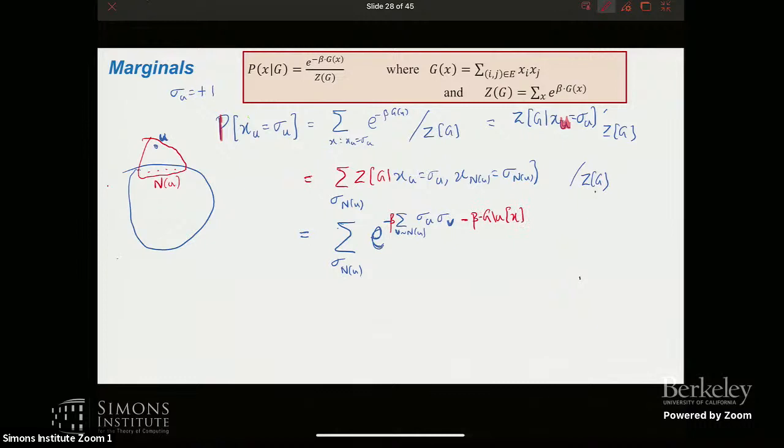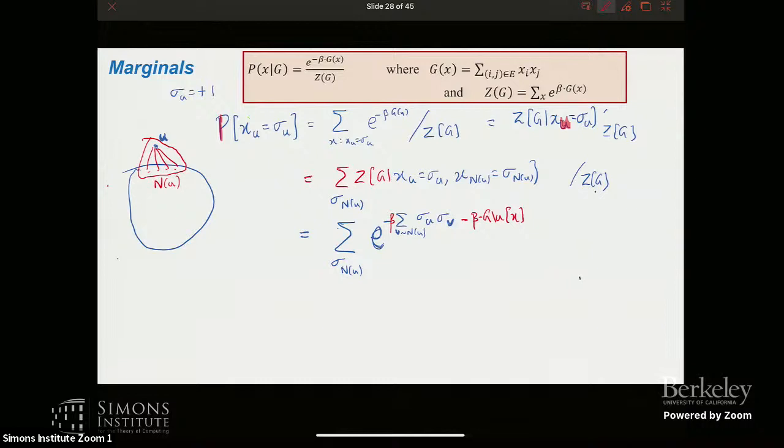Okay, so essentially the Hamiltonian, or the g of x, splits into the edges that you see here and the rest of the graph, and you can write it this way. You have to remove the neighborhood, not just u. You take out all the edges going in. So you just remove u and the edges going from u, and you're left with the graph of the remaining.